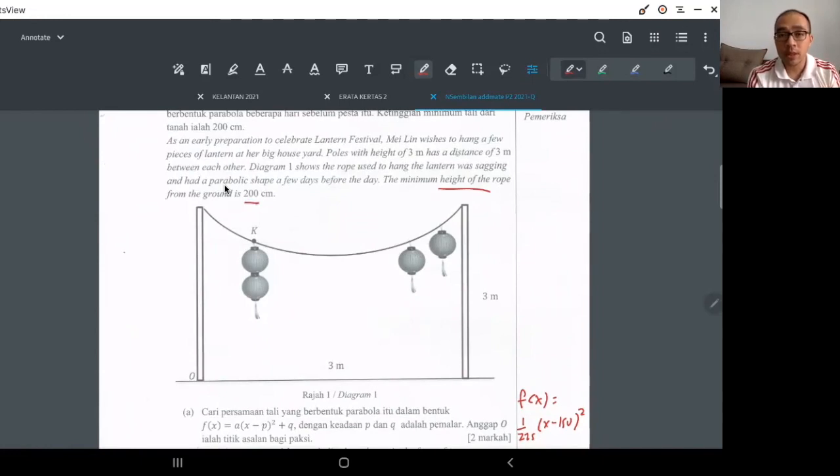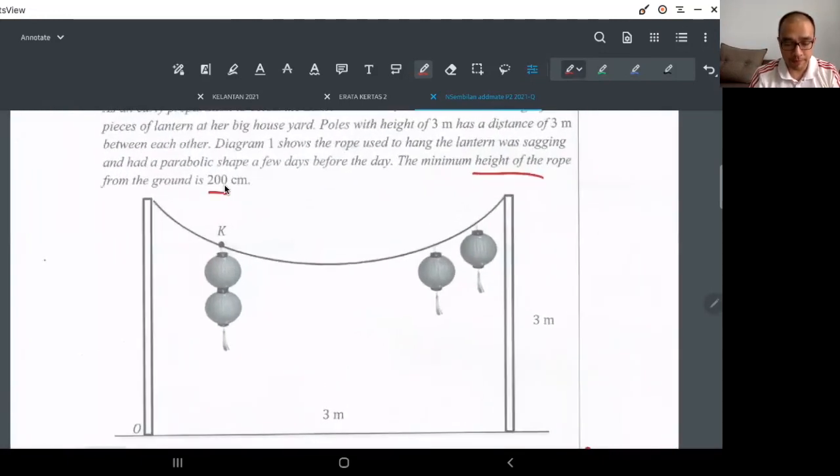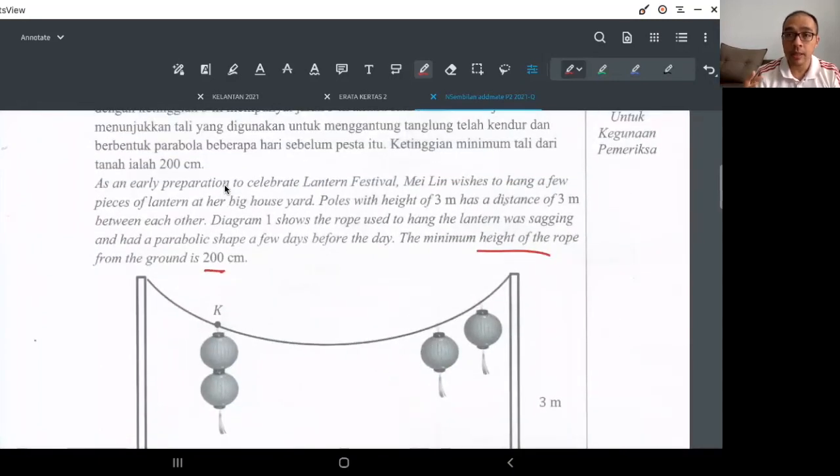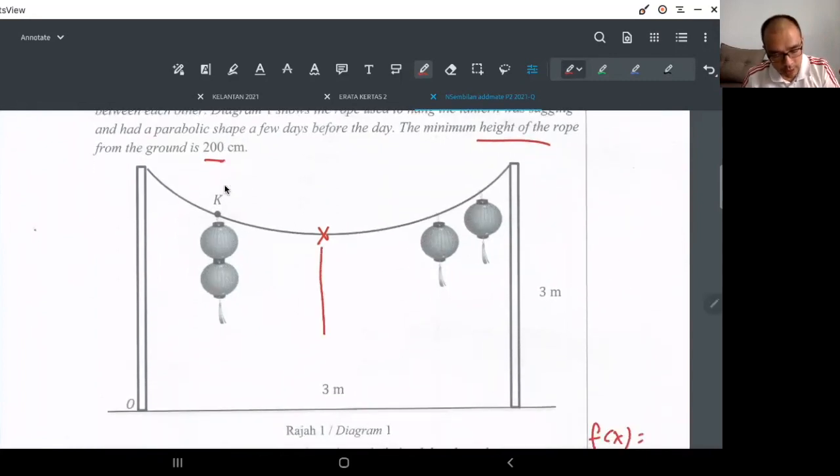Now we seem to see this kind of pattern in questions that have to do with quadratic equations. They give you situations where you have to put your own coordinates on it. So if you think about it, let's say the minimum height of the rope from the ground is here. That's the lowest point of the rope, and they say that this is 200 cm.